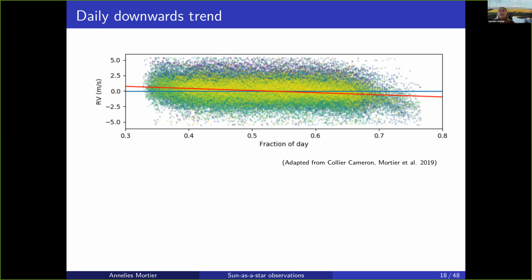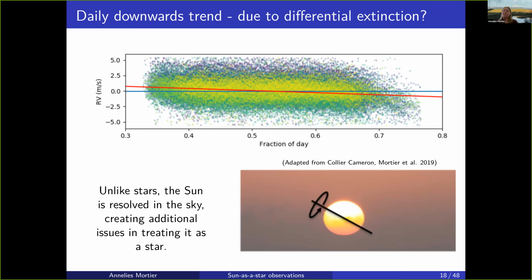Now, why is that? Well, we're claiming to observe the sun as a star, but in a way, it's not really, because the sun is obviously not a point source in the sky. It is resolved in the sky. It rotates just like any other star, and it rotates at an angle from our point of view. What that means is that the redshifted and the blueshifted parts of the solar surface will be differently atmospherically extincted whilst the sun moves through the atmosphere. That is a problem, and that is what creates that downward trend, because the different hemispheres of the rotating surface are simply differently atmospherically extincted, because one is higher in the atmosphere than the other.